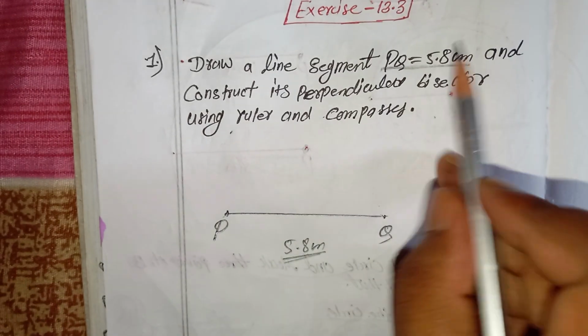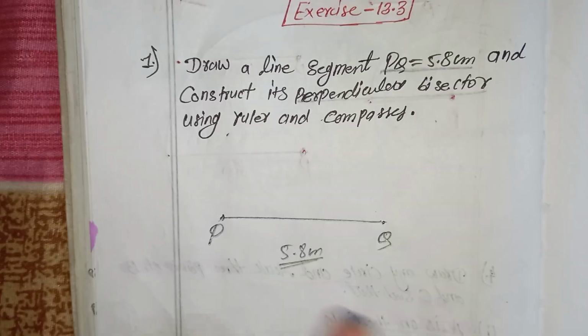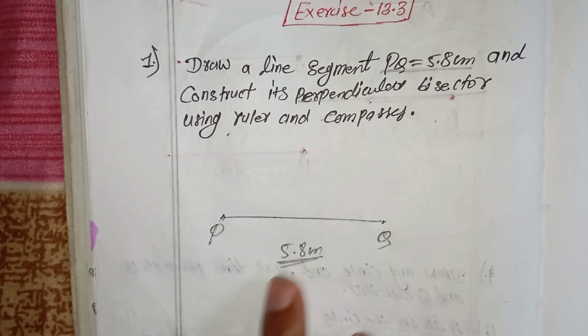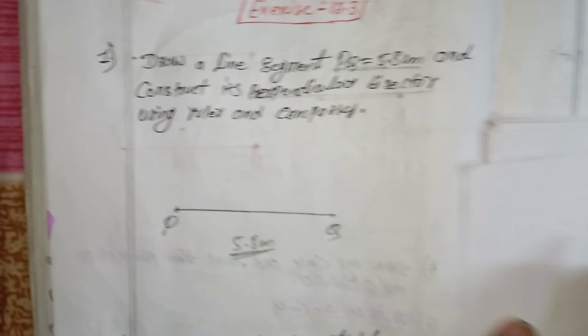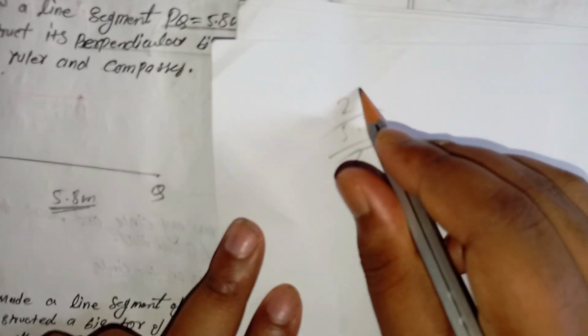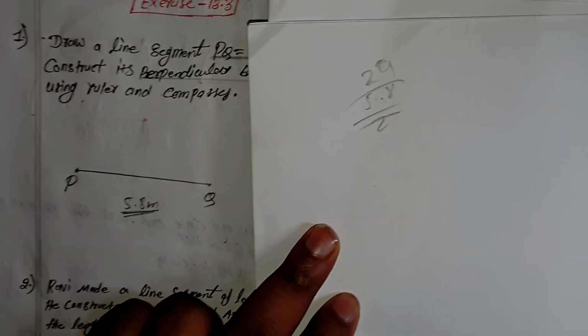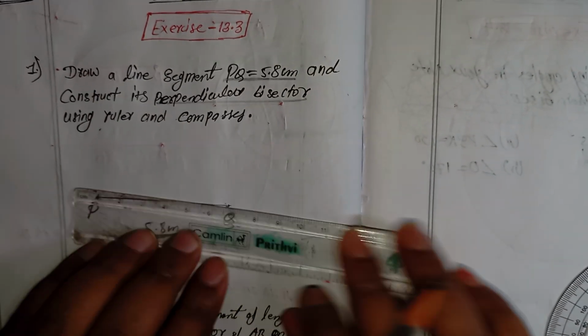Now it says that we have to create a perpendicular bisector using the ruler or compass. Ruler. So what is the midpoint of 5.8? What is the middle point in this one? You can choose like that. 5.8 divided by 2 is going to be 2.9. Now if you focus here, this is going to be 2.9. So in this one we have to check 2.9.